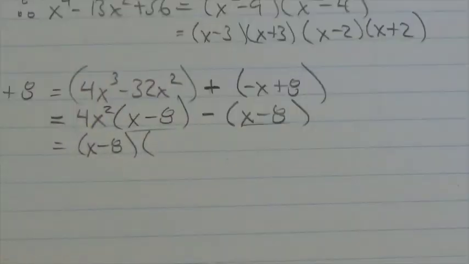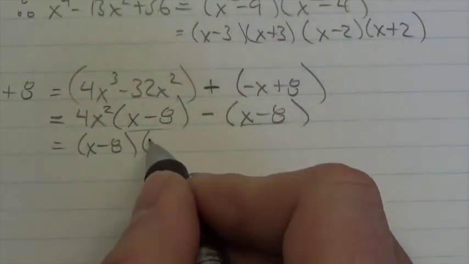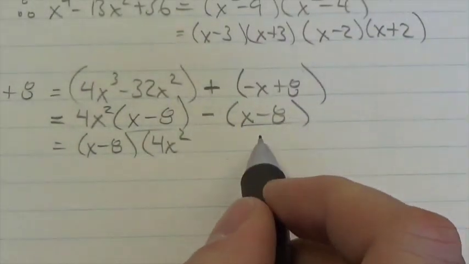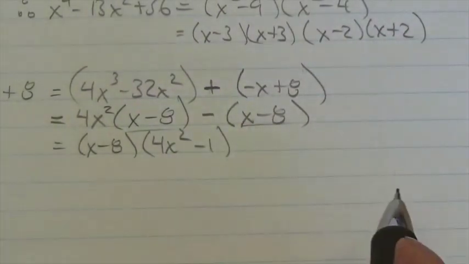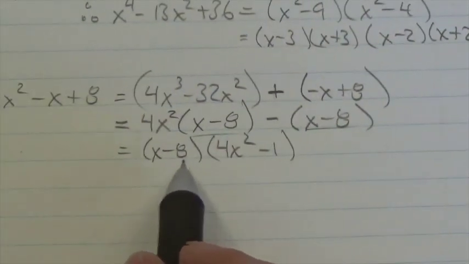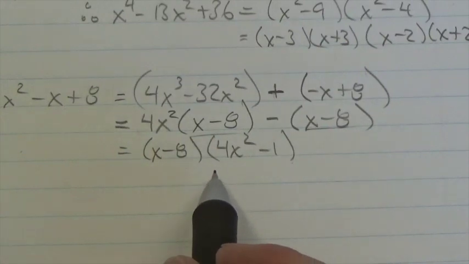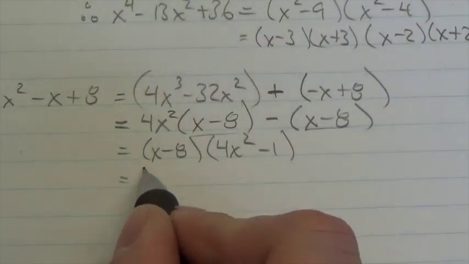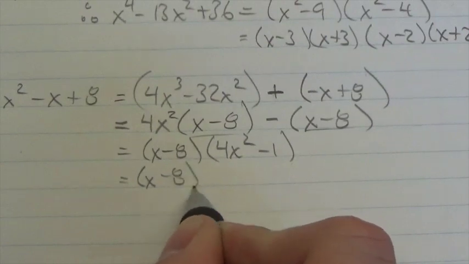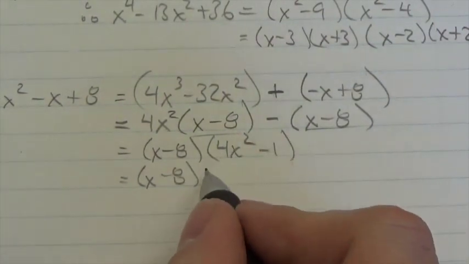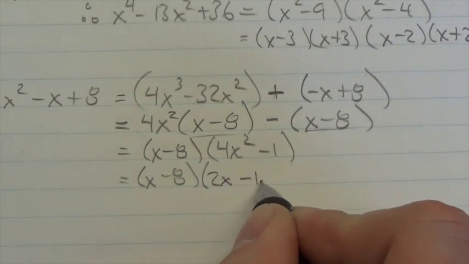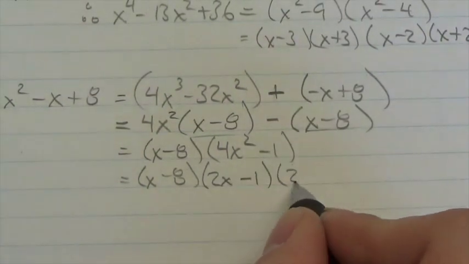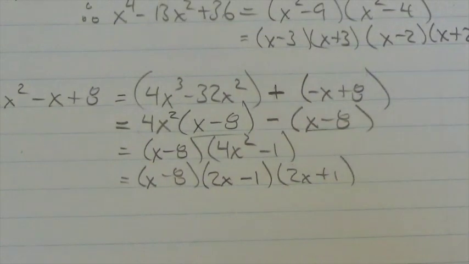From the first term, I'm left with 4x squared. And from the second term, I'm left with this coefficient of negative 1 there. So now I've done the factoring by grouping. I got it down to x minus 8 multiplied by 4x squared minus 1. But I'm not quite done yet, because notice what I'm left with here is also a difference of squares. So I can write that as 2x minus 1 and then 2x plus 1.